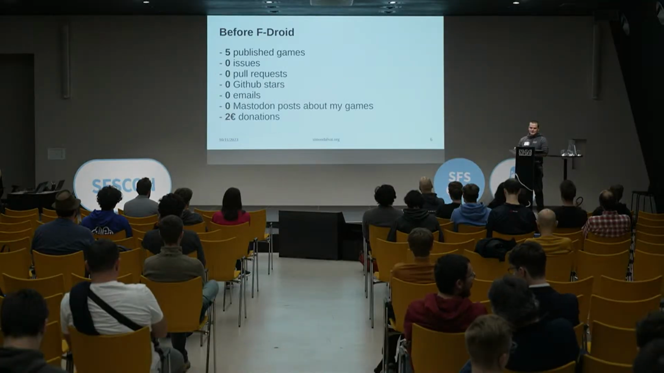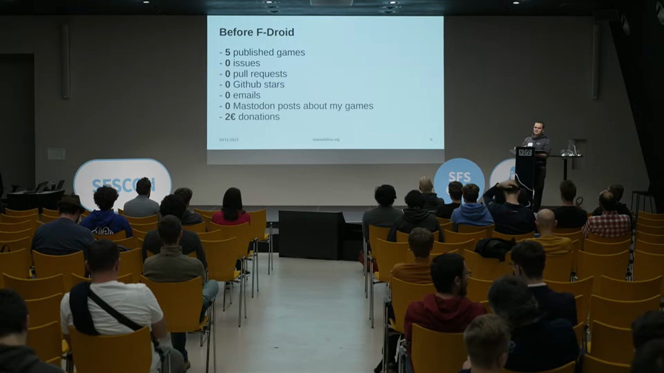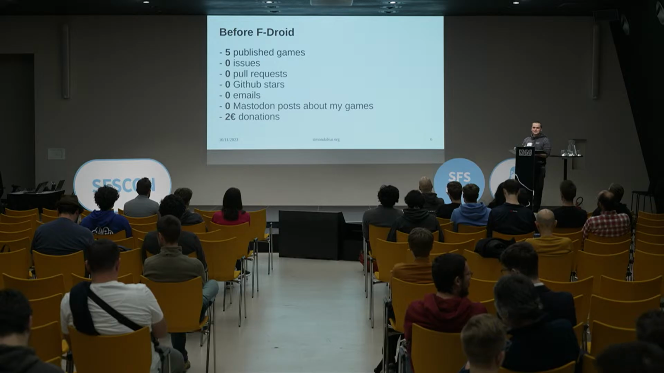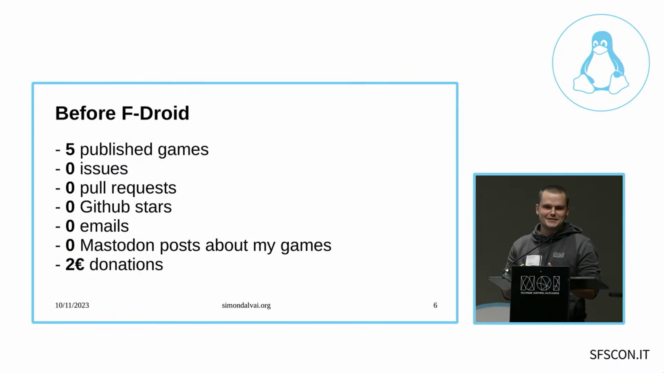And here to see the impact in numbers. So before F-Droid, I had published 5 games on the main app stores. And on GitHub, nobody really cared that it is open source. And I can understand that normal users using the main app stores don't know what open source is, neither what GitHub is or a Git platform. So the impact was really low, to 0.